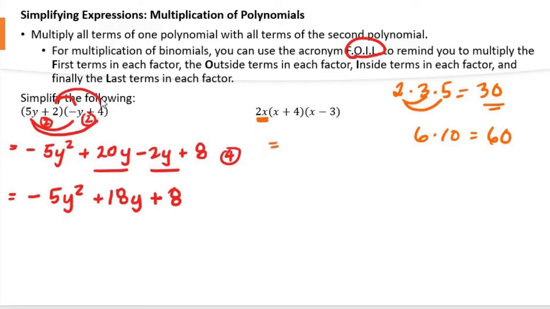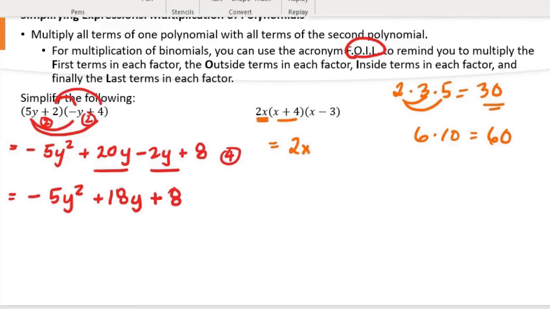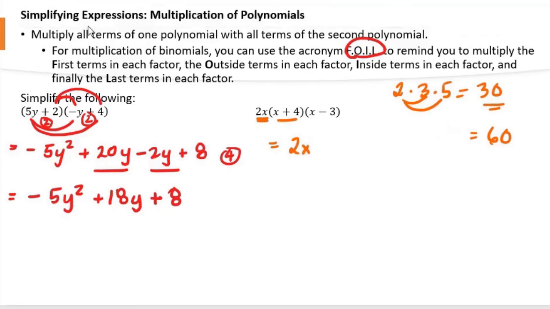So pick something. Either take the 2x and multiply it by x plus 4, or take the 2x and multiply it by x minus 3, but don't multiply it by both. And in fact, I'm going to suggest that we ignore that 2x for the moment and multiply the two binomials together. What you'll often find is this keeps our numbers smaller and is therefore a little bit easier to do.